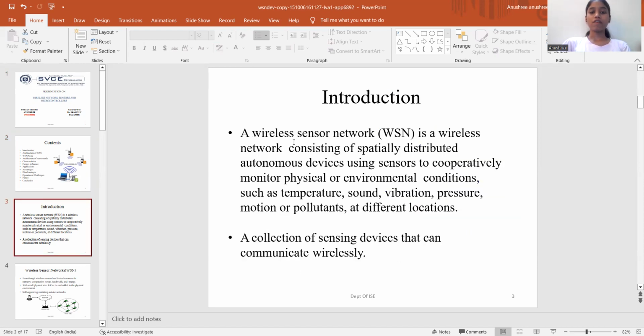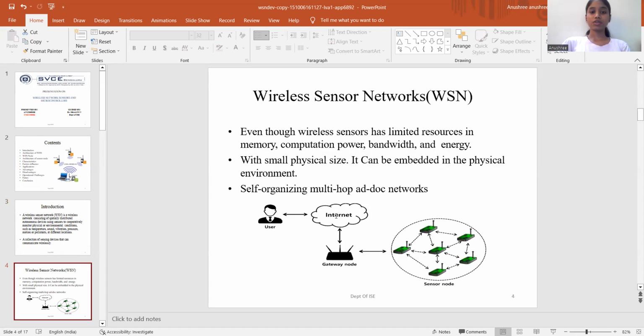So, introduction. A wireless sensor network is a wireless network consisting of spatially distributed autonomous devices using sensors to cooperatively monitor physical or environmental conditions such as temperature, sound, vibration, pressure, motion, or pollutants at different locations. A collection of sensing devices that can communicate wirelessly is called a wireless sensor network. Even though wireless sensors have limited resources in memory, computation power, bandwidth, and energy, with small physical size, they can be embedded in the physical environment.